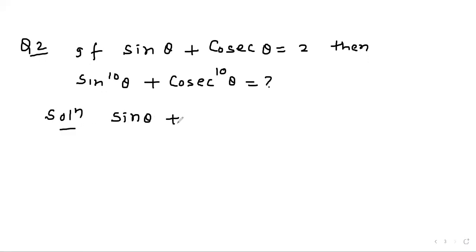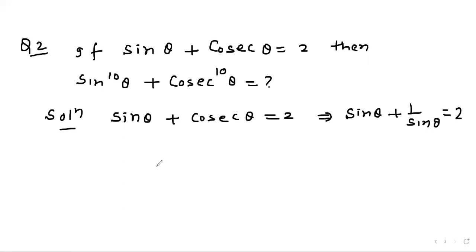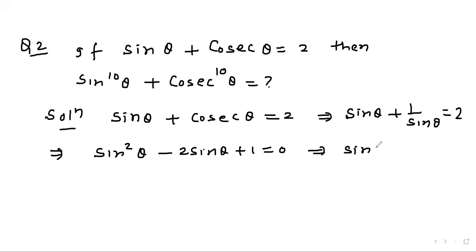Sine theta plus cosec theta equal to 2. So we can write it further. Sine theta plus 1 upon sine theta equal to 2, or sine square theta minus 2 sine theta plus 1 equal to 0, which further implies sine theta minus 1 whole square equal to 0, or sine theta equal to 1.